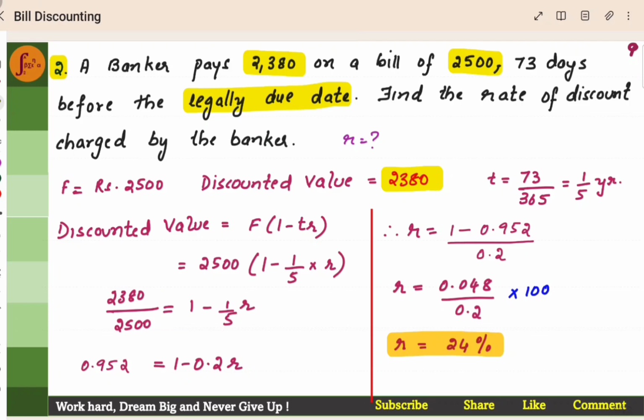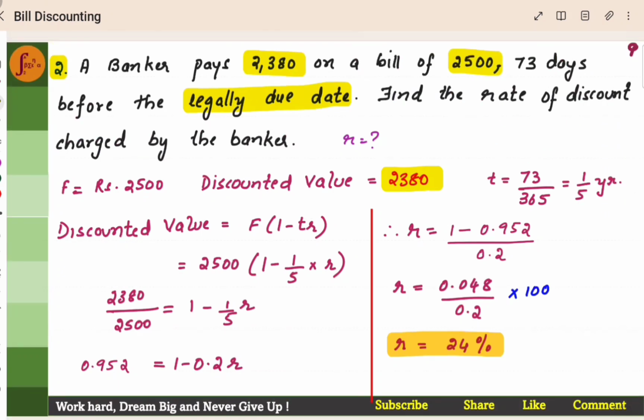Since the banker is paying, it is nothing but discounted value. Discounted value is 2,380. T is 73 days from the 73 days before the legally due date. So now 73 days before the legally due date means its date of drawing, which is 73 by 365, which is 1/5 of a year.